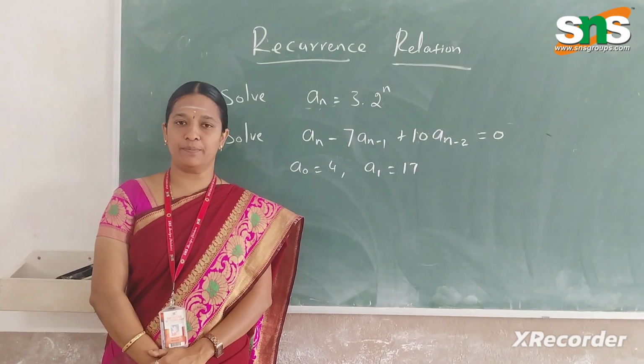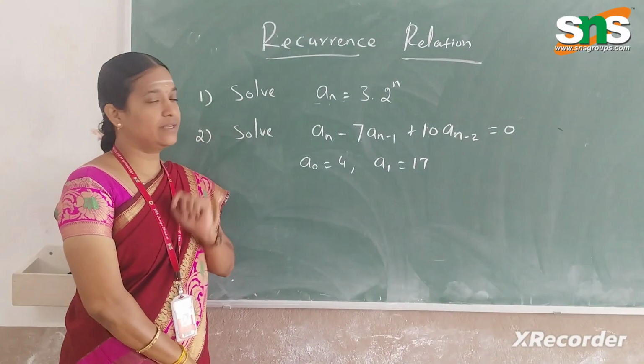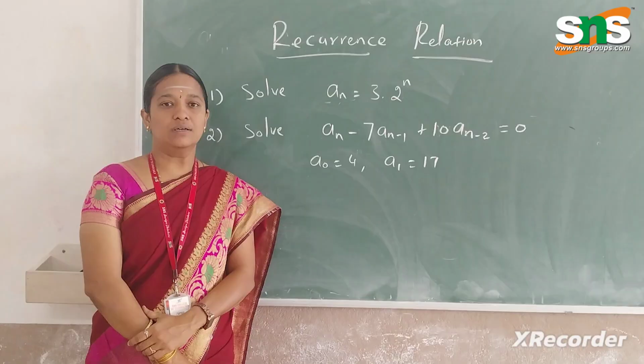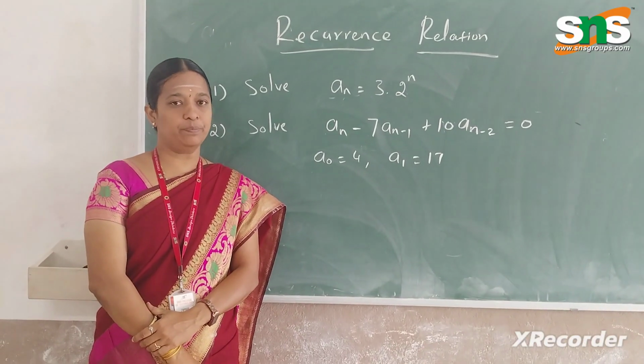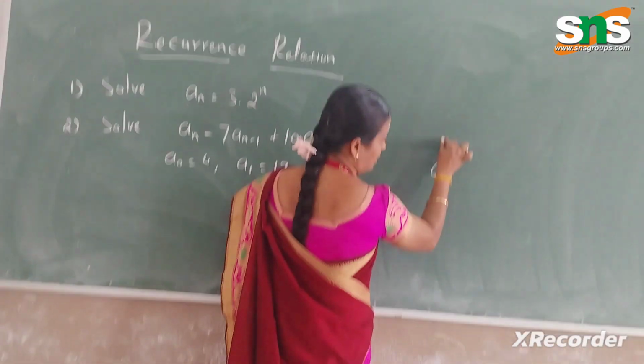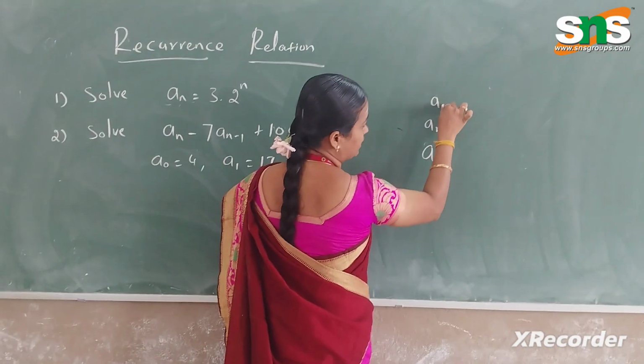Last class we discussed mathematical induction. So first let's see the definition of recurrence relation. What is meant by a recurrence relation? It is an equation that expresses a term in terms of one or more previous terms. Suppose a_n is a general term, what are the previous terms? a_(n-1) and a_(n-2).